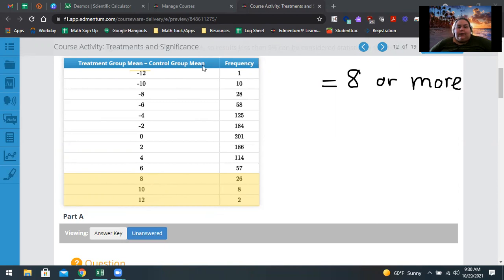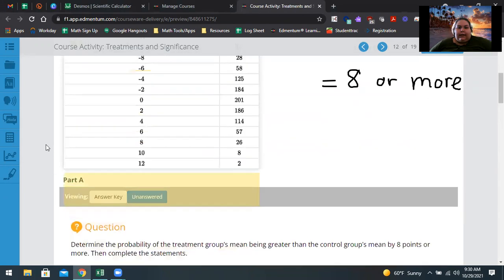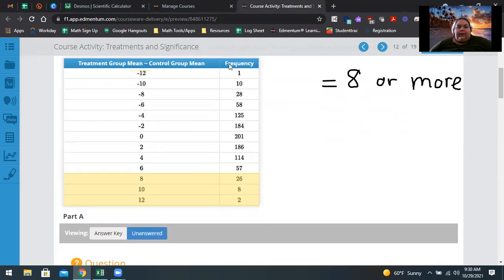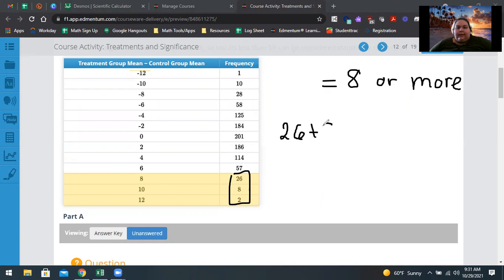So keep in mind down here for part A, what we're going to look at is the significance level of 5% of the probability results. In order to find that percent of when it was 8 points or more, we're going to take these 3 values right here and add them up: 26 plus 8 plus 2.